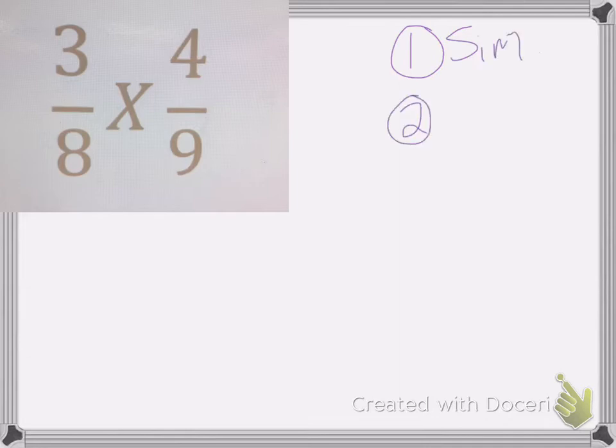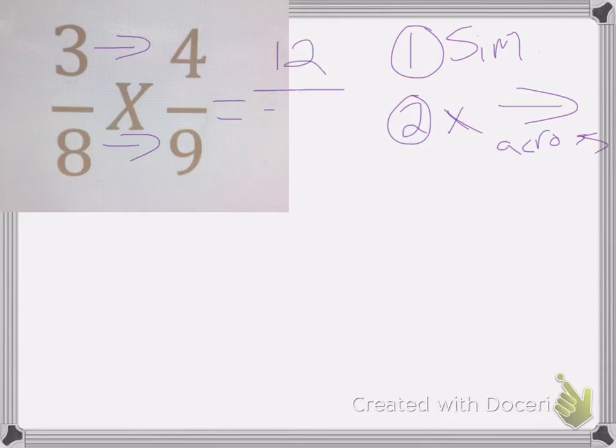Step 2, multiply straight across. So we're going to multiply straight across. 3 times 4, 8 times 9. 3 times 4 is 12. 8 times 9 is 72. So our answer is 12/72. But remember, step 3 is to simplify again. So we need to make sure we simplify again.